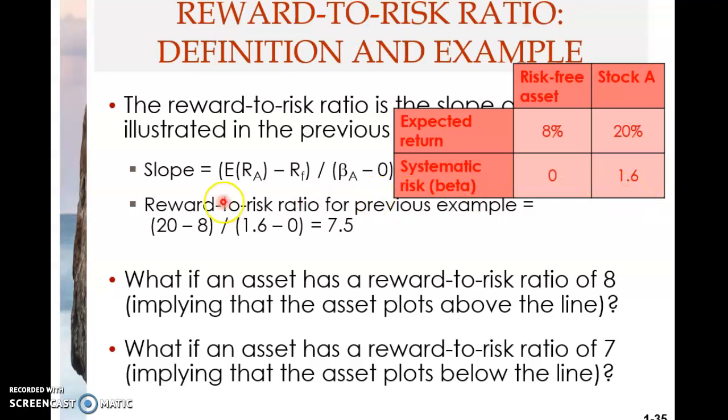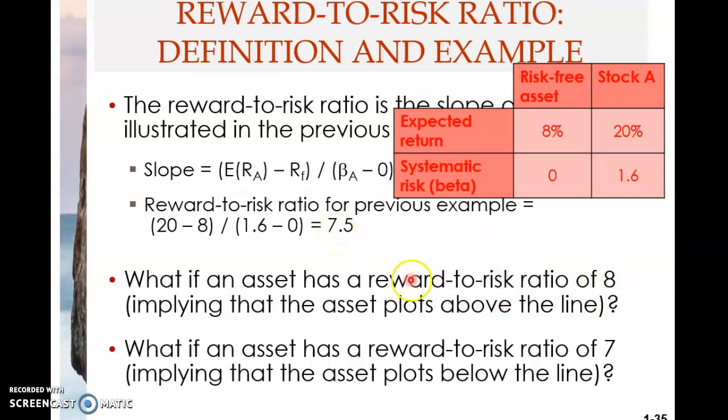Now we want to compute the reward to risk ratio. It should be 20 minus 8 divided by 1.6 minus 0. So you get 7.5. This is the reward to risk ratio. Now, what if an asset has a reward to risk ratio of 8? This is 7.5, but let's say you have another asset that has a reward to risk ratio of 8 rather than 7.5.